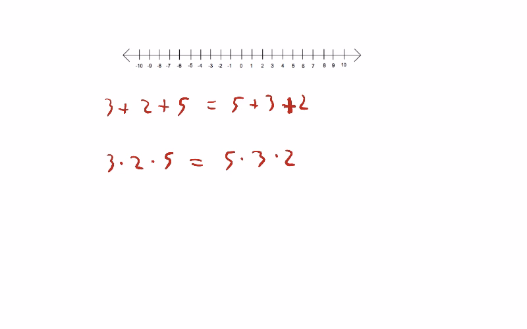A final note, if I have multiple things, I should say more than 2 things, like 3 plus 2 plus 5, I think we can quickly convince ourselves is the same as 5 plus 3 plus 2. So the terms can move around by more than one place, and it's still commutative. And likewise, 3 times 2 times 5 is equal to 5 times 3 times 2. So if we have more than 2 things, we can still apply the commutative property to multiplication.